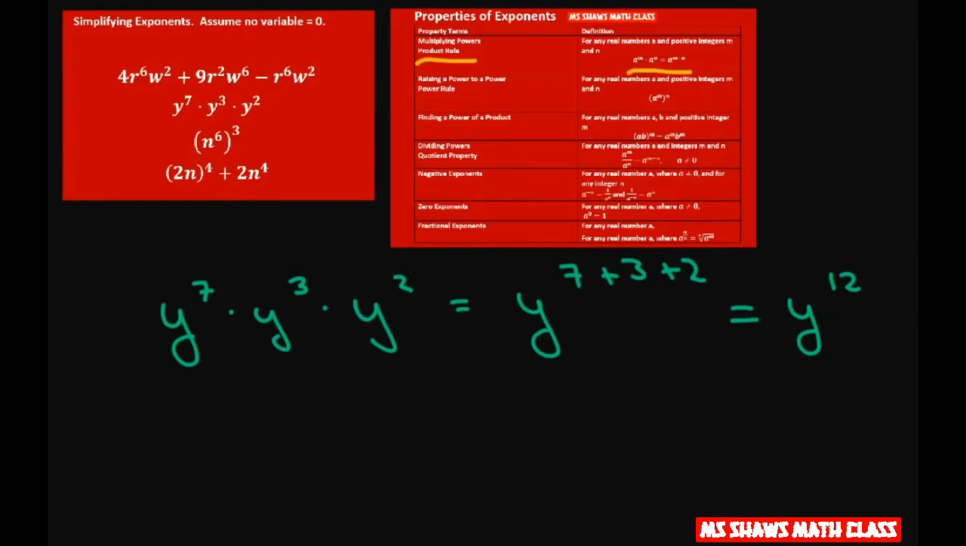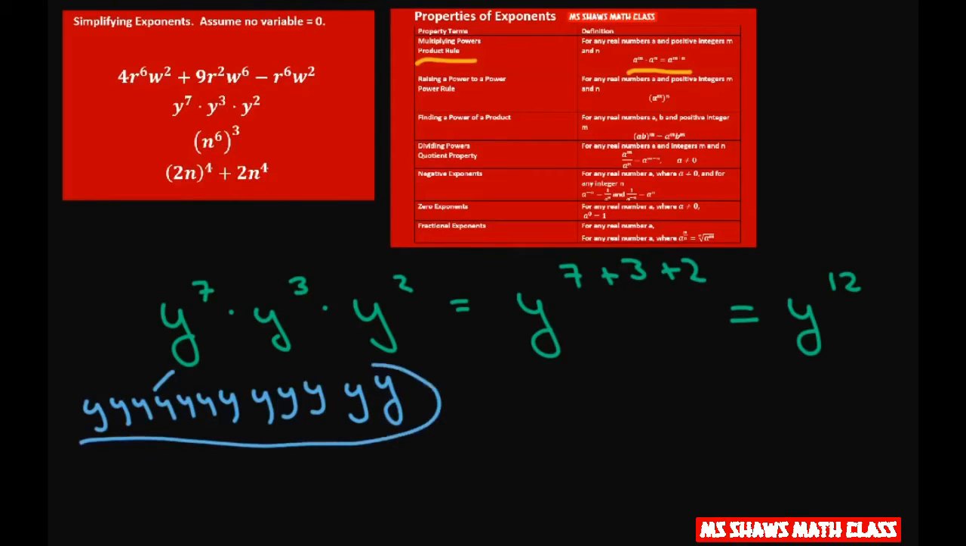And this is kind of a big number, but basically what you're doing is you have 7 y's here: 1, 2, 3, 4, 5, 6, 7. 3 here: 1, 2, 3, times 2 more: 1, 2. So that's where you're getting your 12 from. But you don't want to have to do this part. That's why we have our rules.